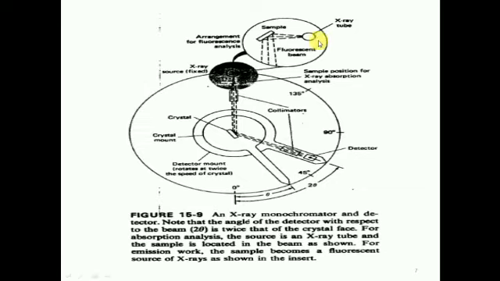Here is the tube. Here is the X-ray source tube, which falls on the sample and produces the fluorescence beam of X-ray, and here the crystal and detector angle must be properly arranged. Its angle should be theta or 2 theta so that a perfect signal is obtained.